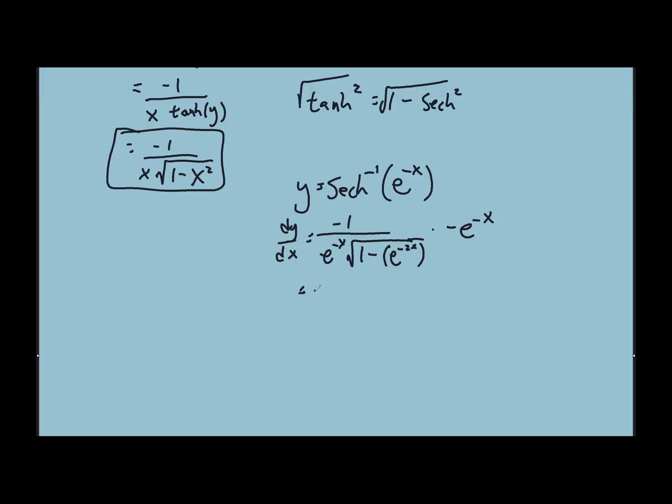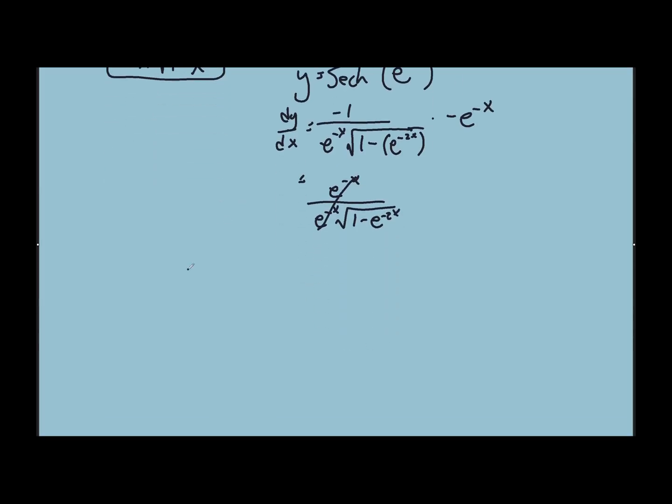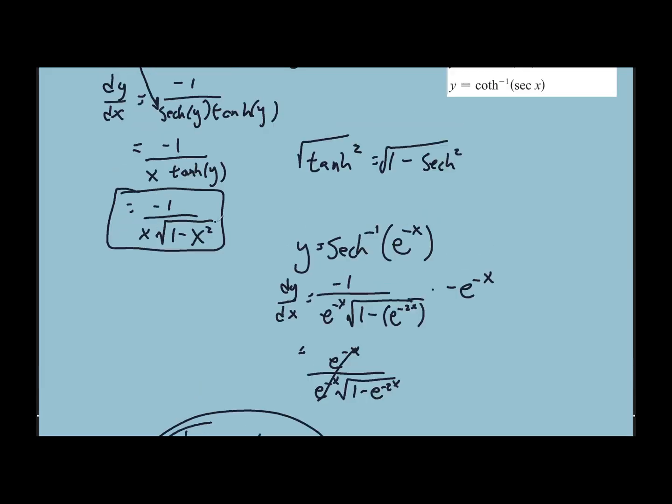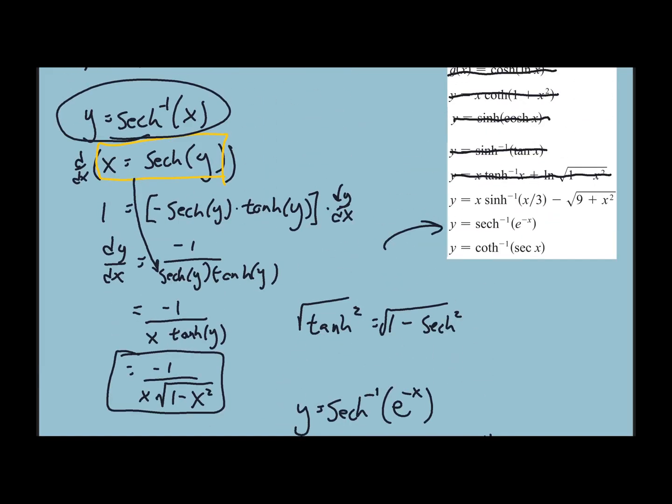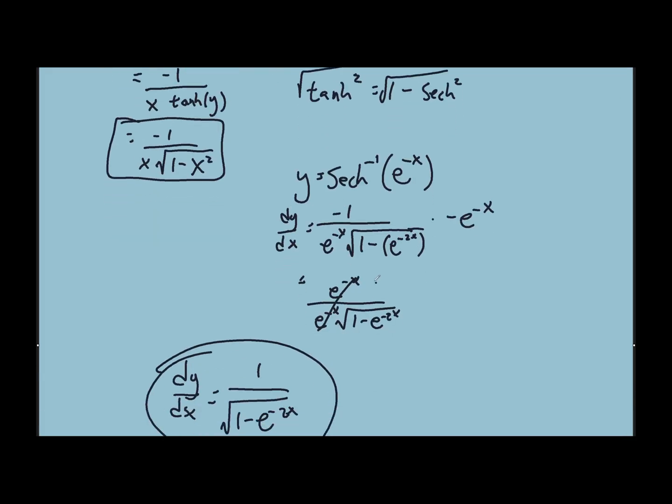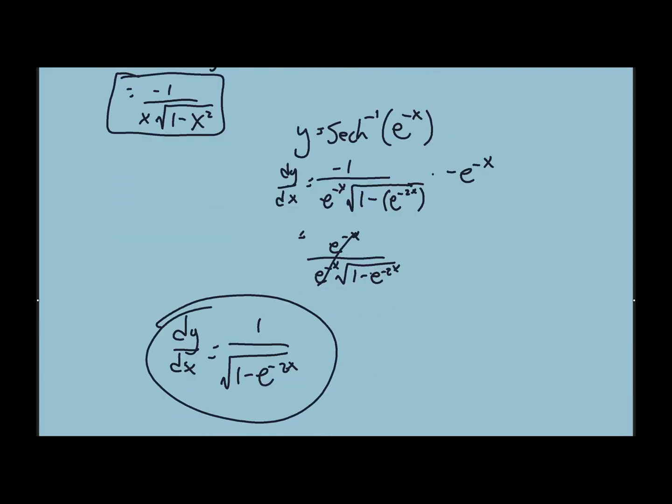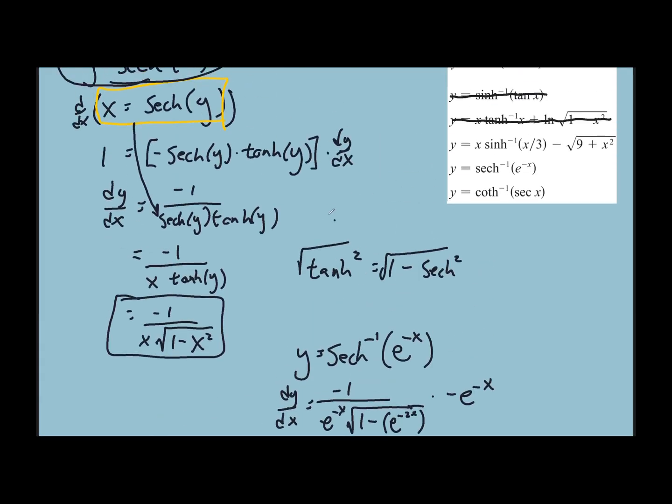So how does that happen now? We get two negatives on the top, so we're going to get a positive e to the negative x over e to the negative x root 1 minus e to the negative 2x. These cancel, and our answer for dy/dx is equal to 1 over the square root of 1 minus e to the negative 2x. So it cleaned up nicely again. The derivative of hyperbolic arcsecant of e to the negative x turns out to be just kind of a small square root function. Still gross, not going to lie to you, it's gross.